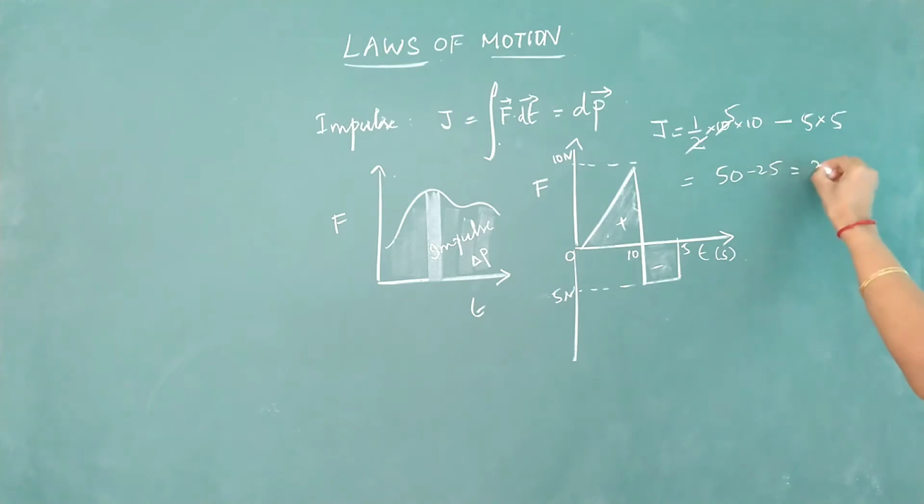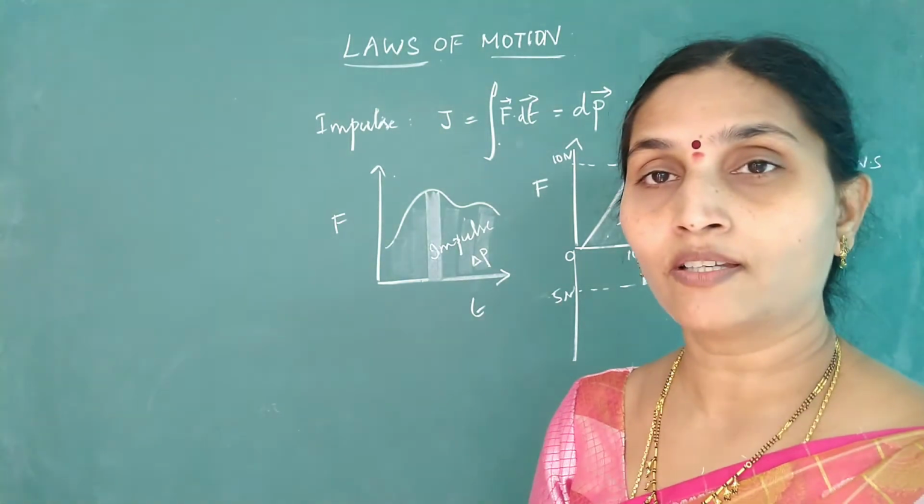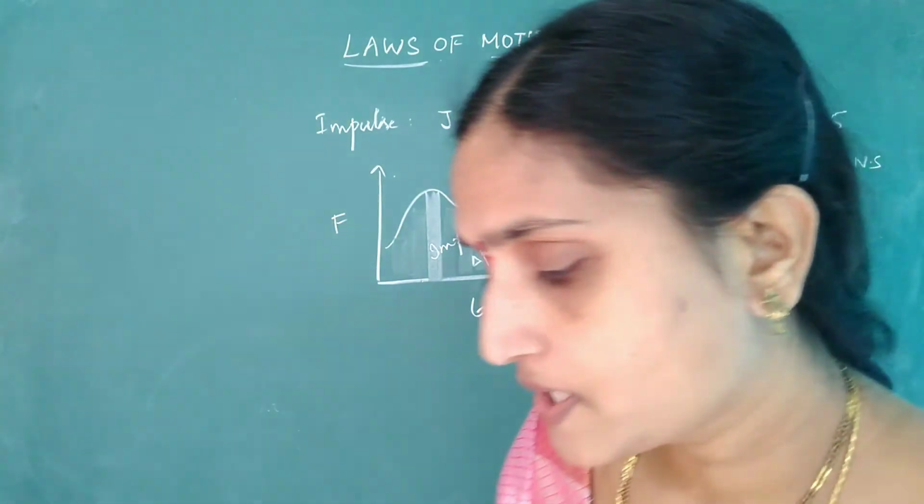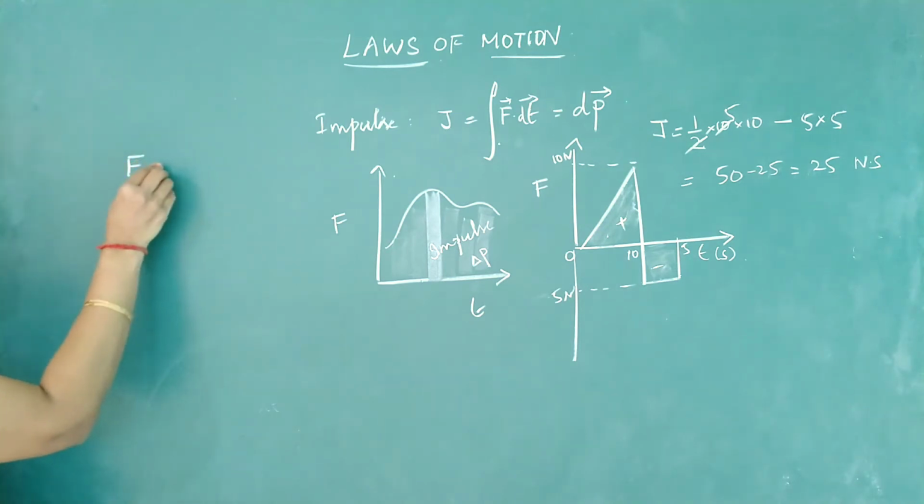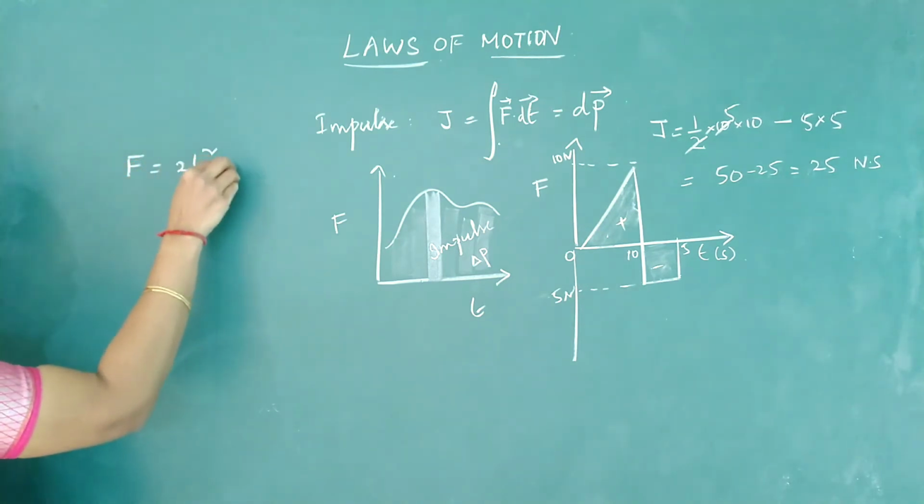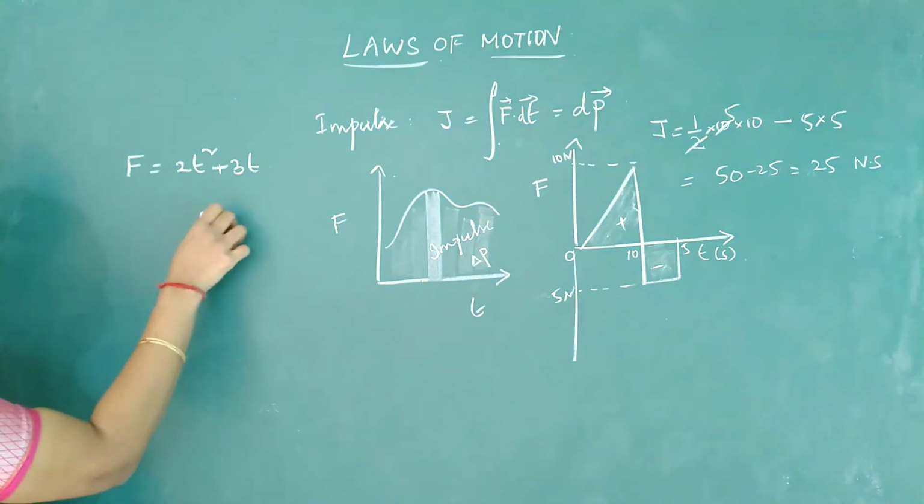(50 minus 25), the answer will be 25 Newton second. So if the graph is given, you can directly find it out. Sometimes they give you an equation for force. Say force varies according to the relation 2t square plus 3t. Then determine the impulse from 0 to 2 seconds.